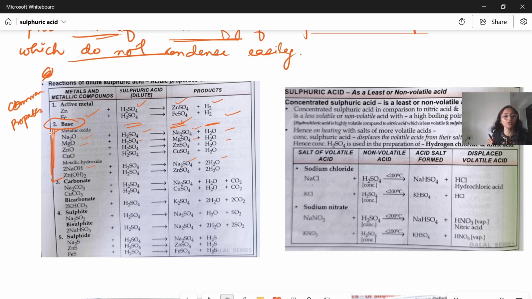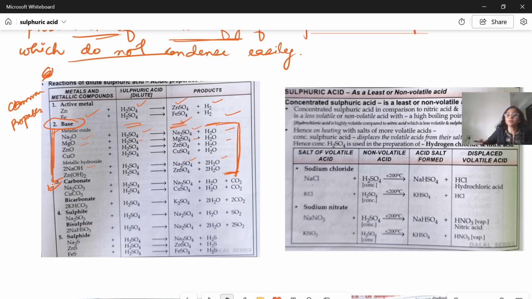Acids and bases react to form salt and water. You should go through all these reactions. सबके case में salt and water, because they are either oxides of metals or hydroxides of metals. These are all covered in acid base chapter. So zinc hydroxide plus sulfuric acid, zinc sulfate plus water. Sodium hydroxide plus sulfuric acid, sodium sulfate plus water. Copper oxide plus sulfuric acid, copper sulfate plus water, and so on.